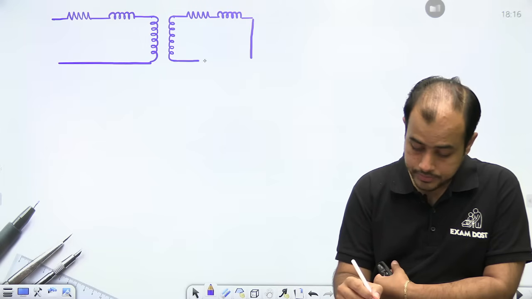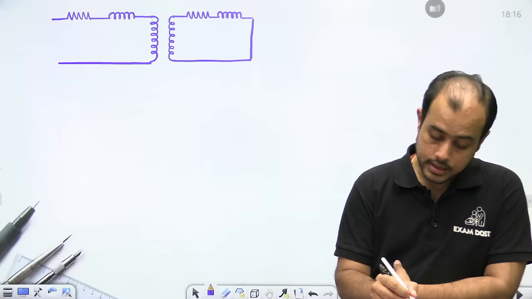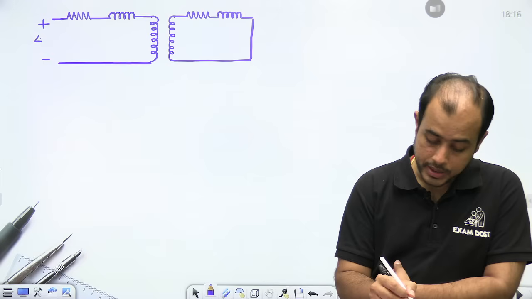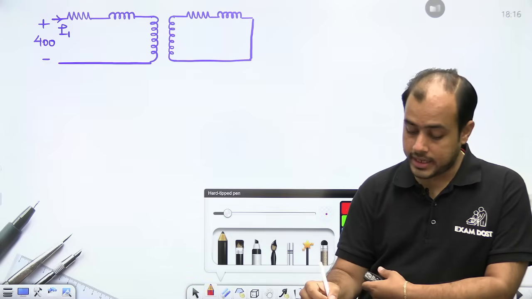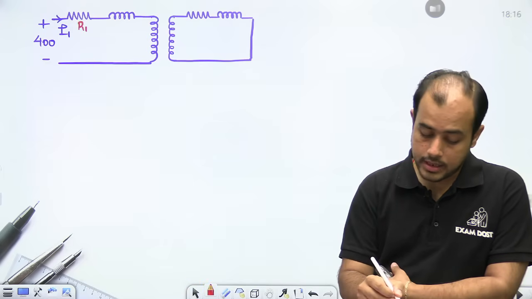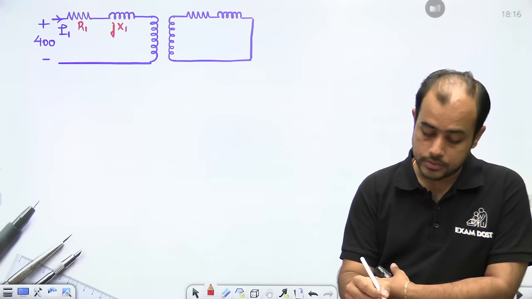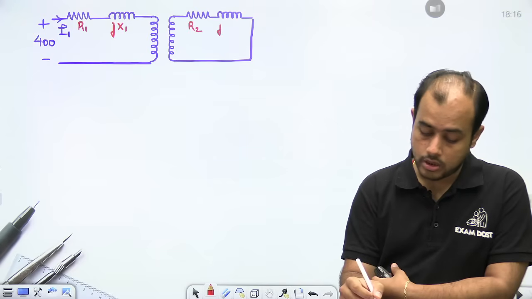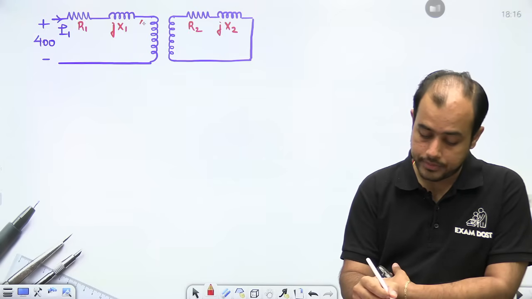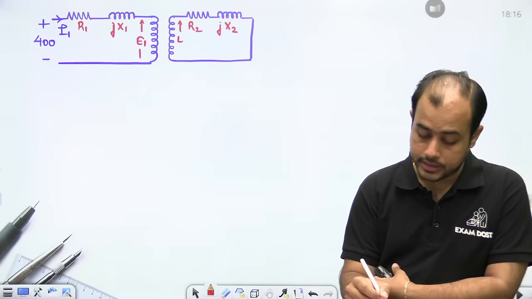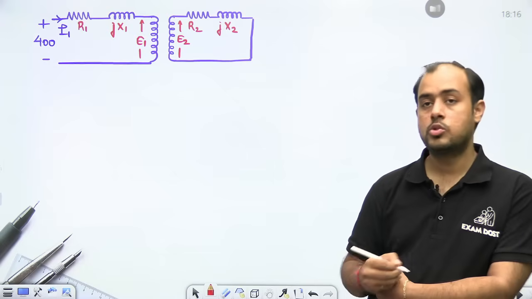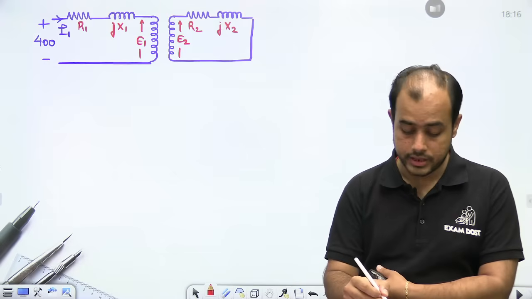Like this. Now Neetu ji, it is asking the primary current. Okay, तो अब आप ये तो नहीं कह सकते सर 400 बाय R1 प्लस JX1 कर दो. Why? Because there will be EMF. So you can't say 400 by Z1. Okay, you can't say 400 by Z1.